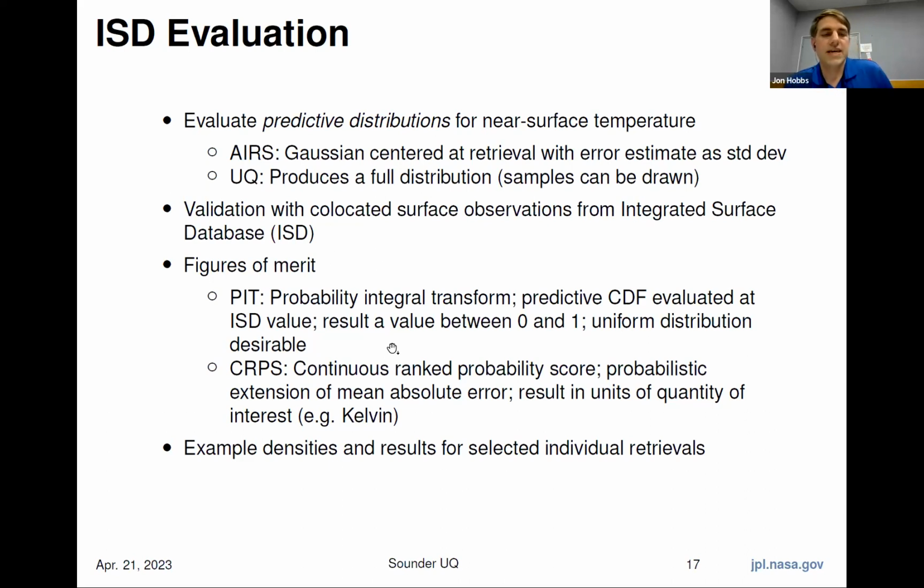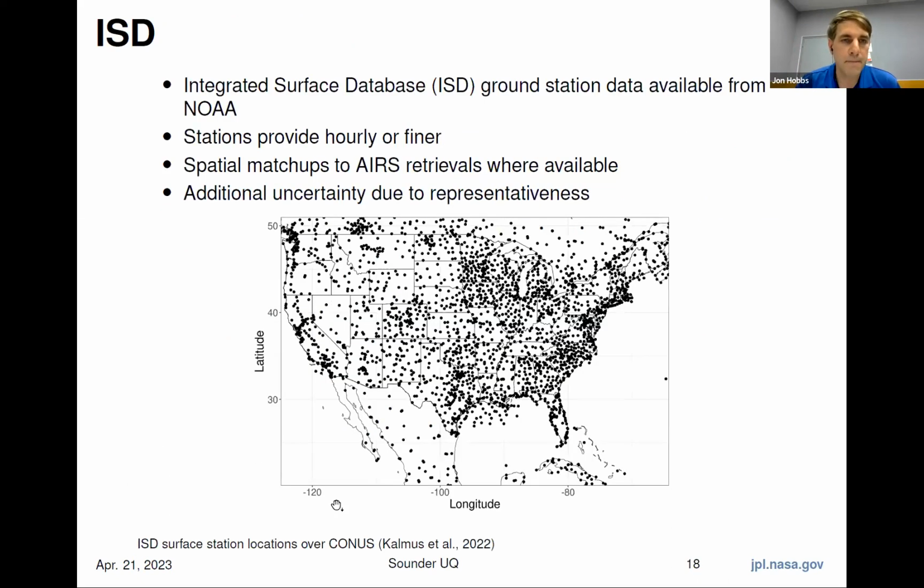A couple of things that we've looked at with this. We've computed a probability integral transform, or basically evaluating the CDF of these respective distributions at the value of the ISD observation. So that'll give us a value between 0 and 1, and we'd ideally like to see this follow a uniform distribution. And then we've also looked at continuous rank probability score. And that is in the units of the quantity of interest, so Kelvin in our case. I'll show a few examples of this and summarize some of the assessment.